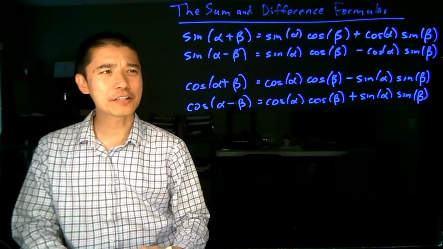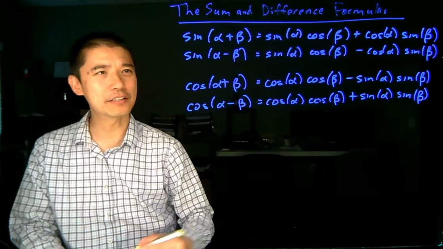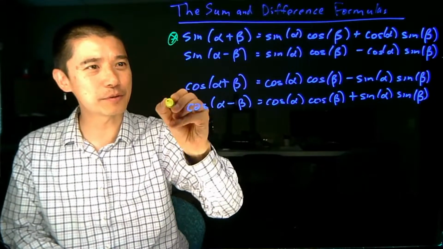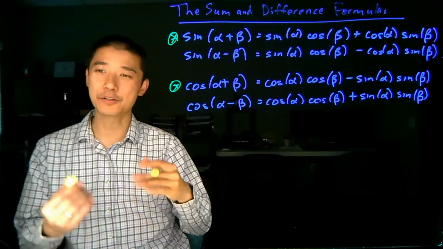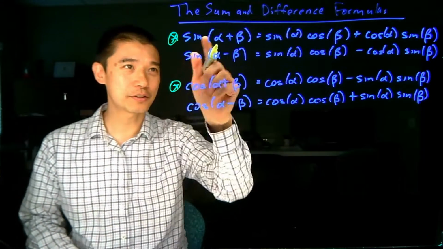Now, these are actually just two formulas written out in separate ways. So you actually only need to remember this one and this one, because you can derive the other formulas by using the negative angle formulas. So I'll show you how this works.